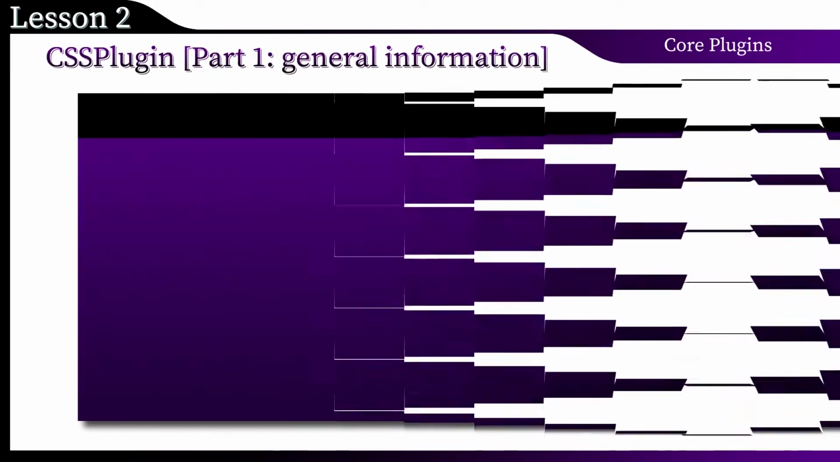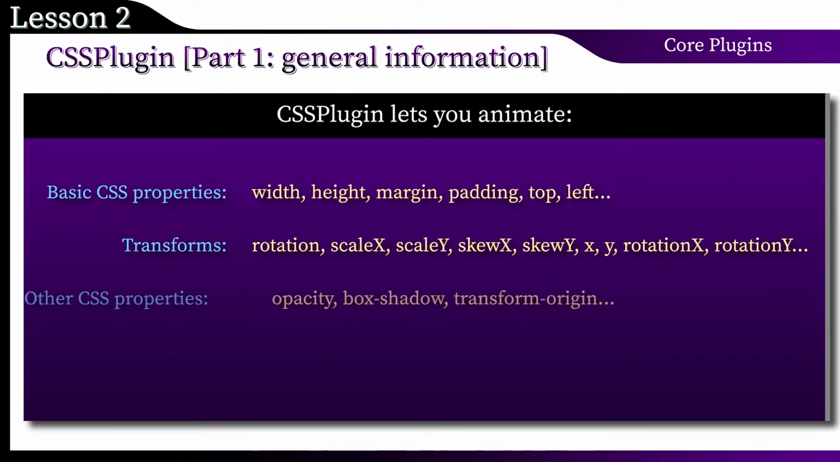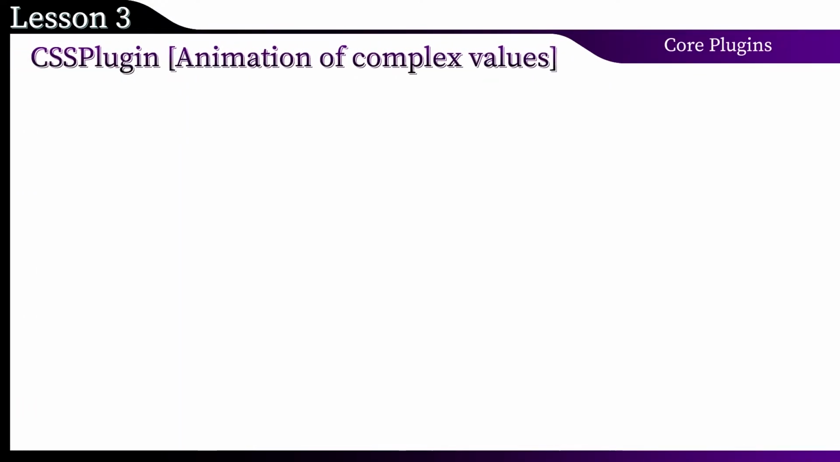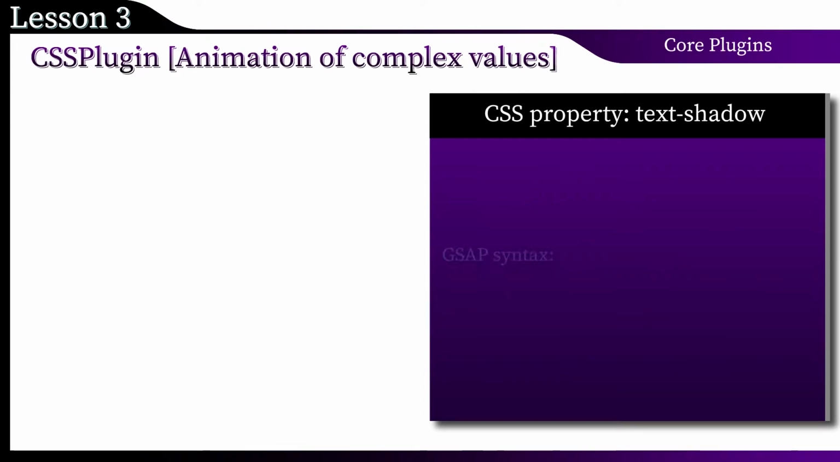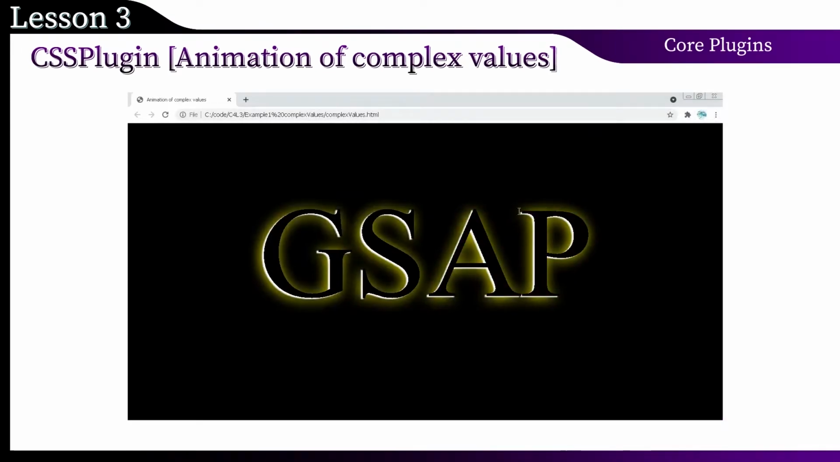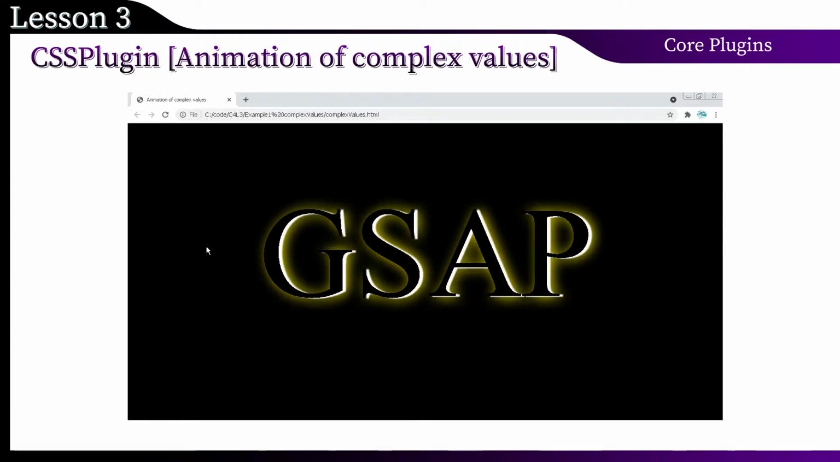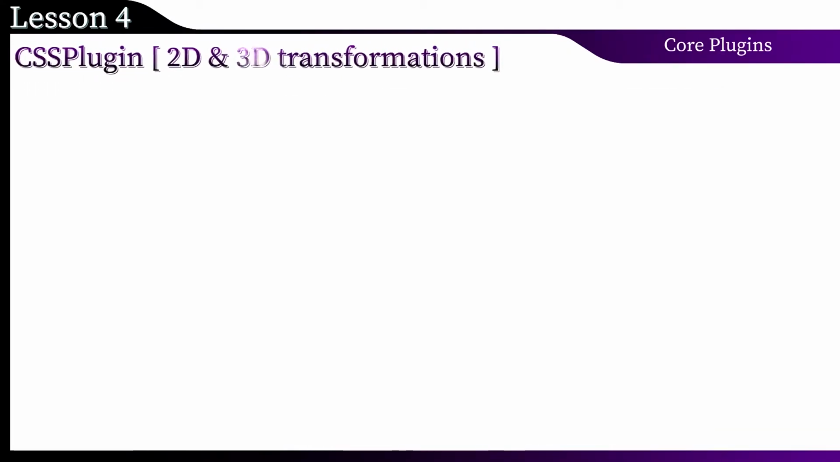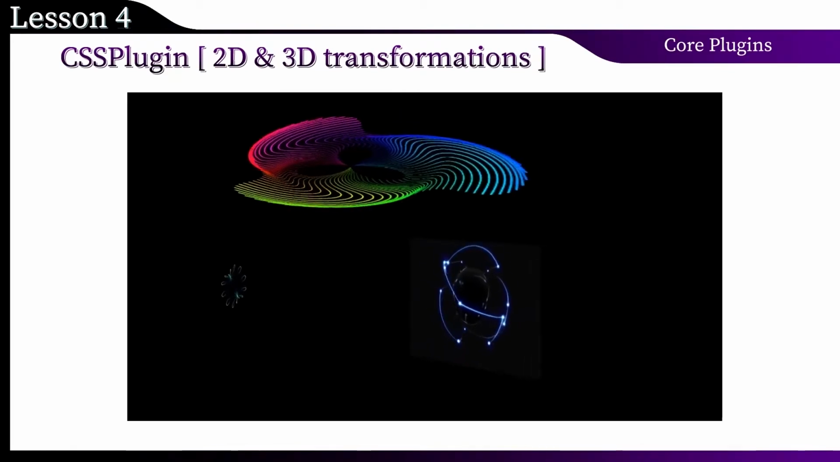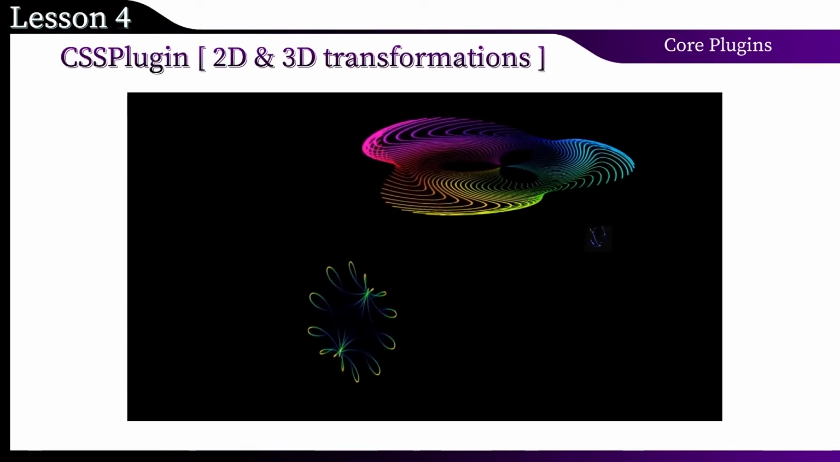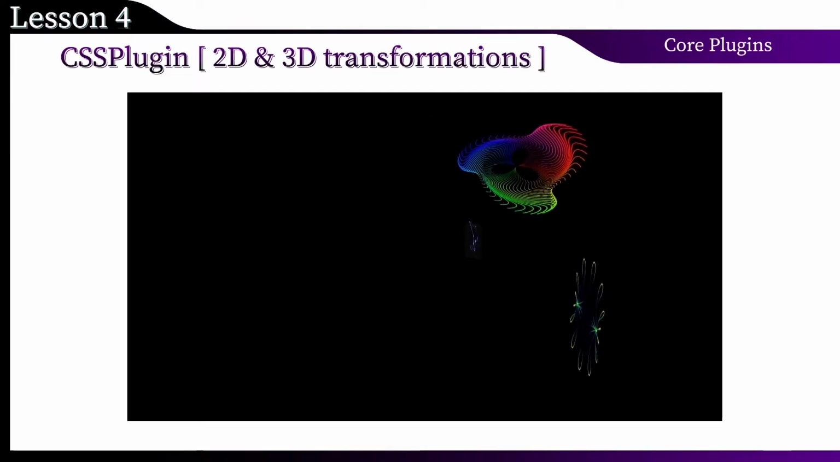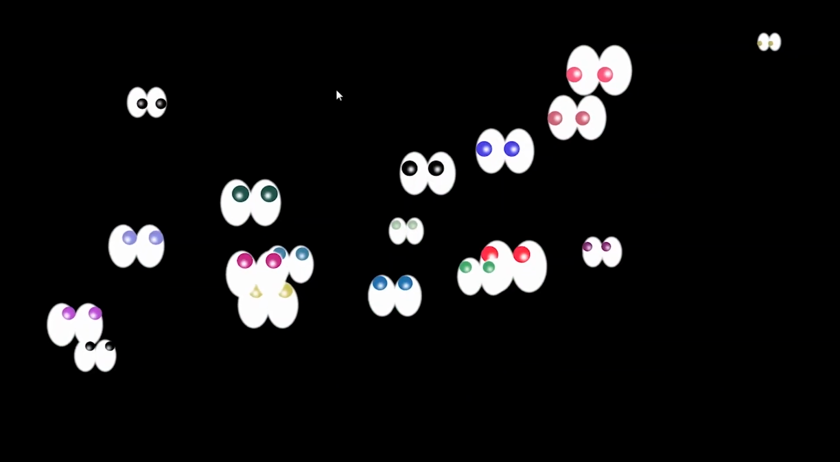The next series of lessons is about CSS plugin. You will learn what and how you can animate with it. And we will analyze animation of complex values using the example of interactive animation with shadows. Then we'll see how GSAP deals with simultaneous 2D and 3D transformations. And then there will be a concert.